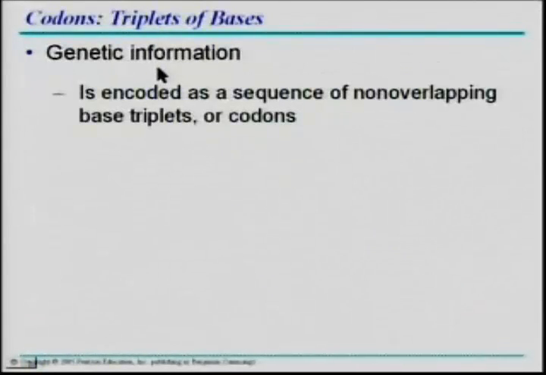Well, there are 3 of them. They're called codons, and they're triplets of bases. So a codon is a triplet of bases.